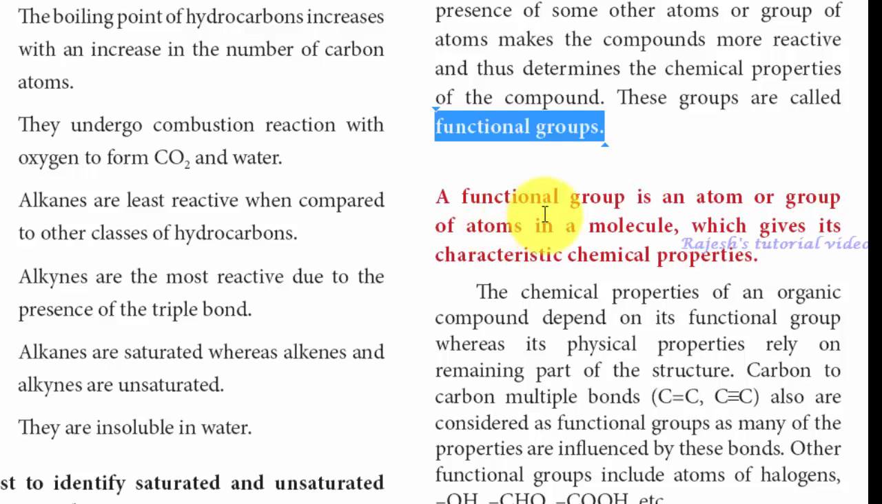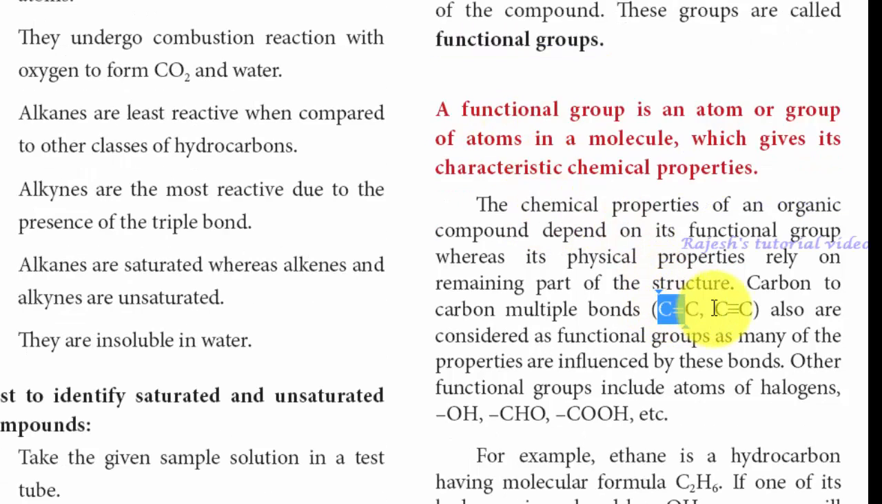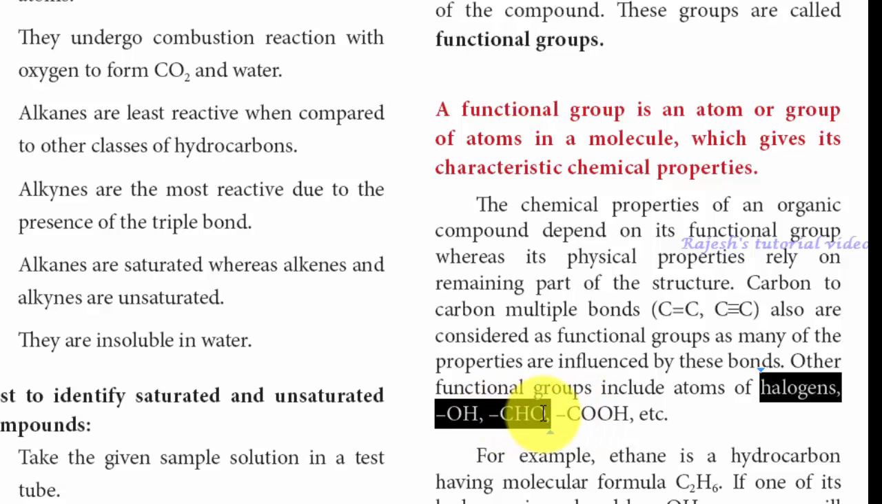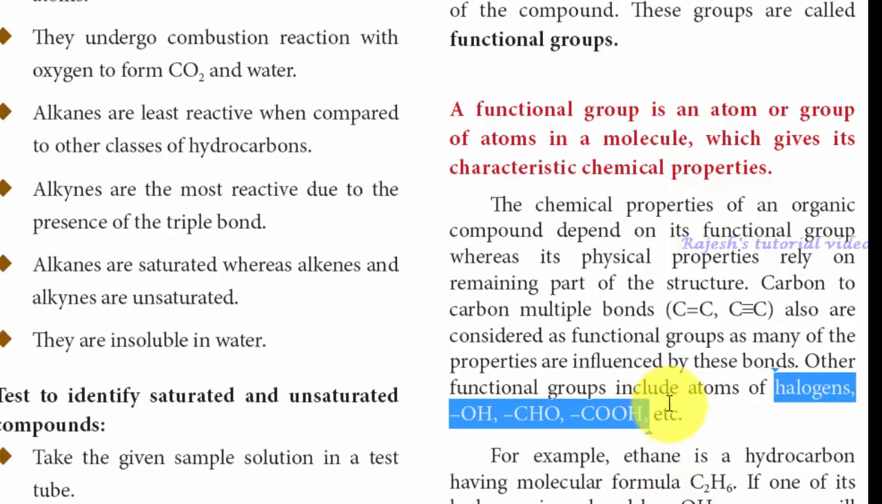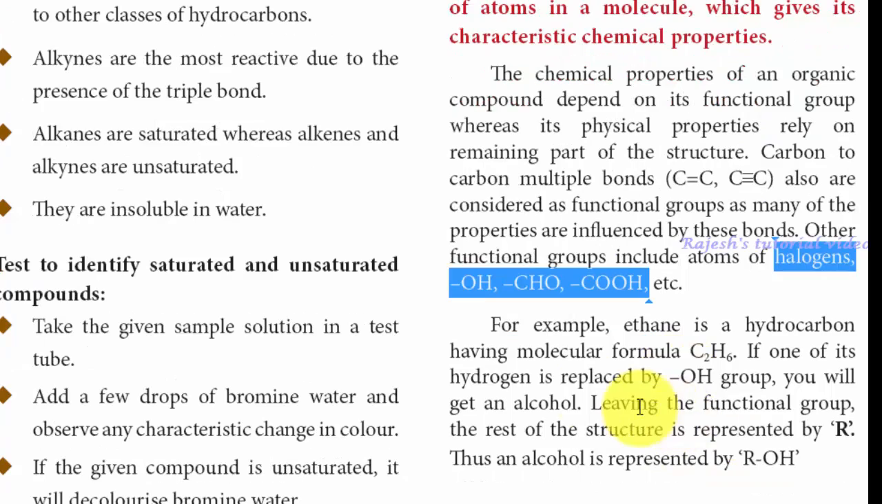Carbon to carbon double bond or triple bond, these multiple bonds also are considered as functional groups because many properties of the compounds are influenced by these double and triple bonds. Other functional groups we are going to learn are atoms of halogens, then hydroxyl group, OH group, alcohol group, then CHO aldehyde group, and then carboxylic acid group, COOH. For example, ethane is a hydrocarbon.